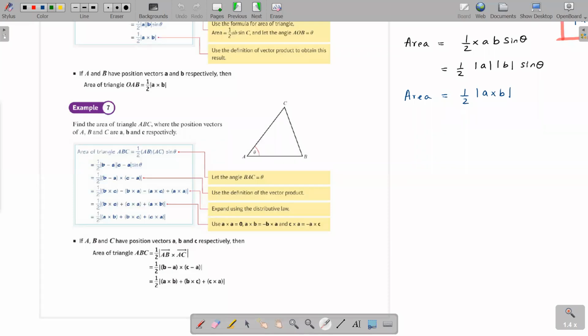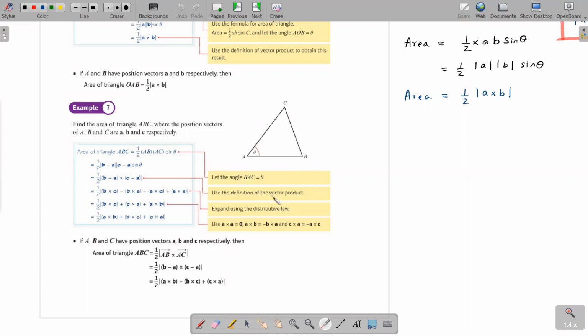Okay, so now I move on to the next part. In the next part, again, we go for the area of a triangle, but this time there's a slight difference. What's the difference? Instead of having one vertex of a triangle becoming the origin, now all three vertices are separate position vectors. So we don't have the origin now. In this particular case, the triangle is made up of three position vectors. None of them are the origin.